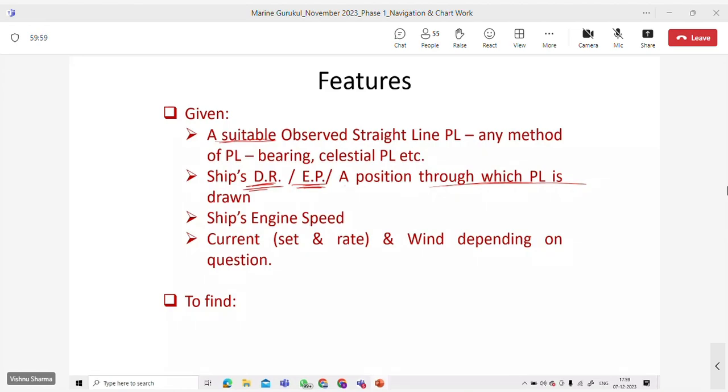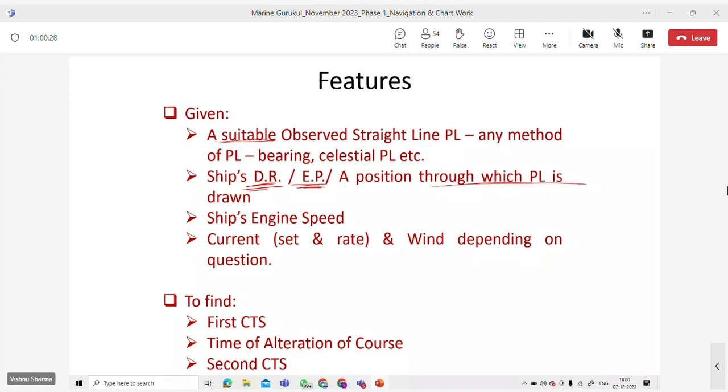One is the first course to steer, first CTS. The second thing that could be expected in such questions is, what time should I alter the course? And third is the second CTS. That is the maximum which can be asked. Question may ask all the three things, any two of these, or any one of them.